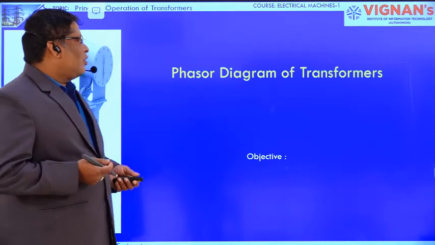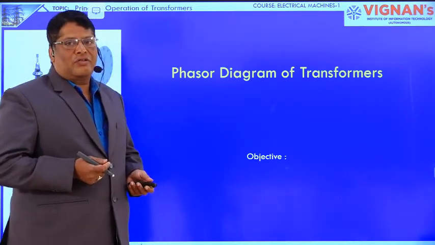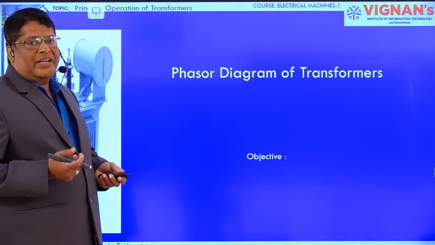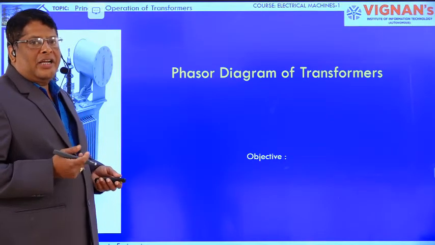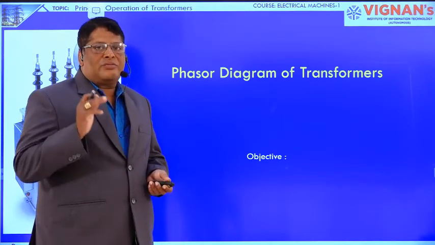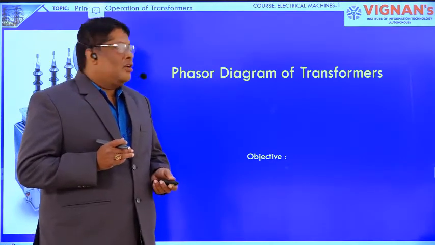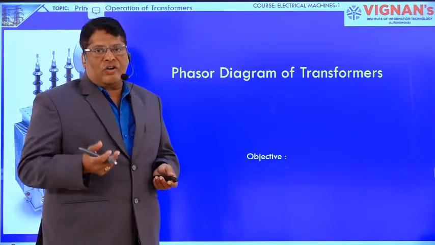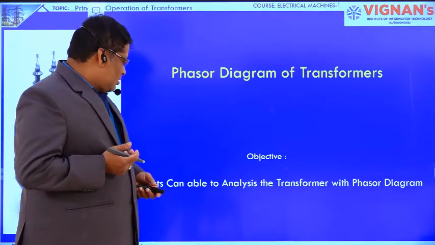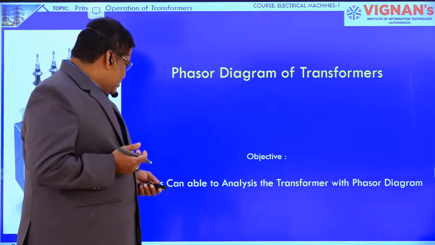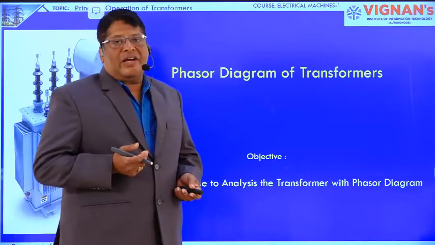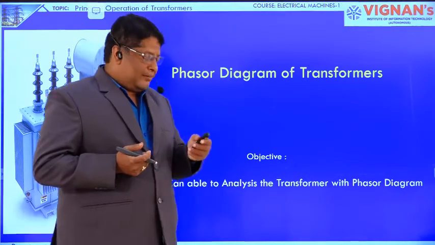Today, the lecture on the phasor diagram of a transformer. In the last class, we have already seen what is meant by a phasor diagram. A phasor diagram is a diagram in which all sinusoidal quantities are represented with phasors with some specific relation. Now we are going to see how we are going to develop the phasor diagram of a transformer. The main objective of this lecture is that the student can analyze the transformer with a phasor diagram.